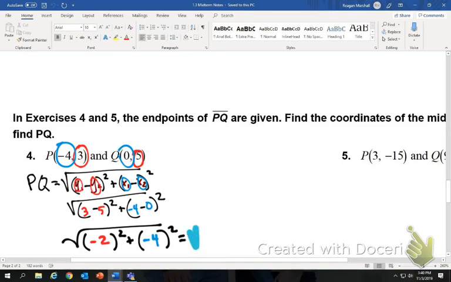And then we're going to square. So negative 2 squared is 4, because negative 2 times negative 2 is positive 4. Keep your plus sign. Negative 4 squared, which is negative 4 times negative 4, is positive 16. We're going to add them, which would be 20.